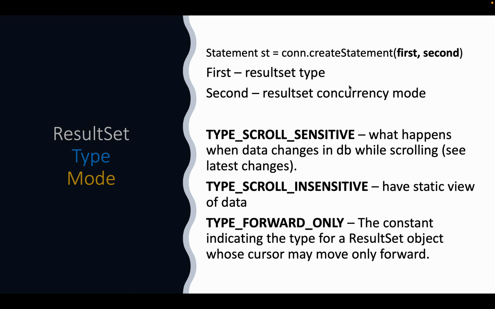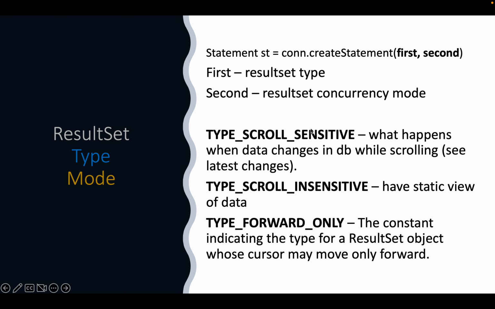If you say Statement s equals connect.createStatement, then you pass two parameters. The first is the result set type, and the second parameter is the result set concurrency mode. The result set type could be TYPE_SCROLL_SENSITIVE, TYPE_SCROLL_INSENSITIVE, or TYPE_FORWARD_ONLY.